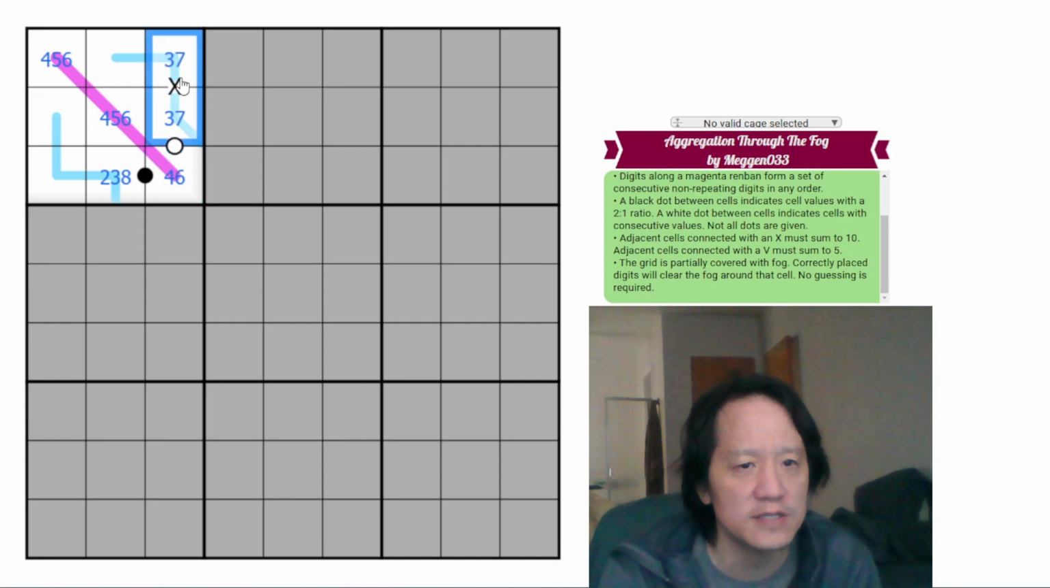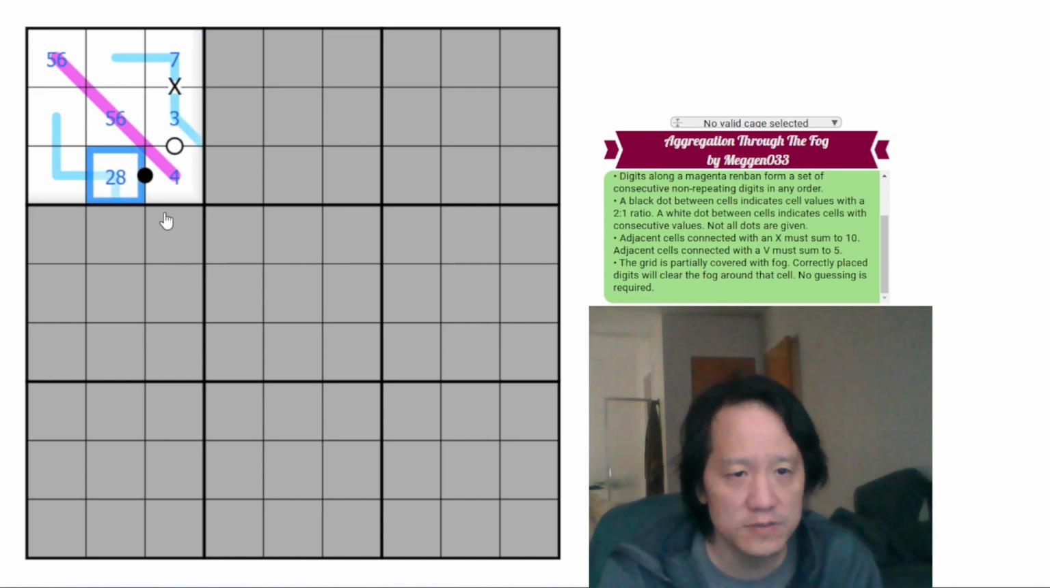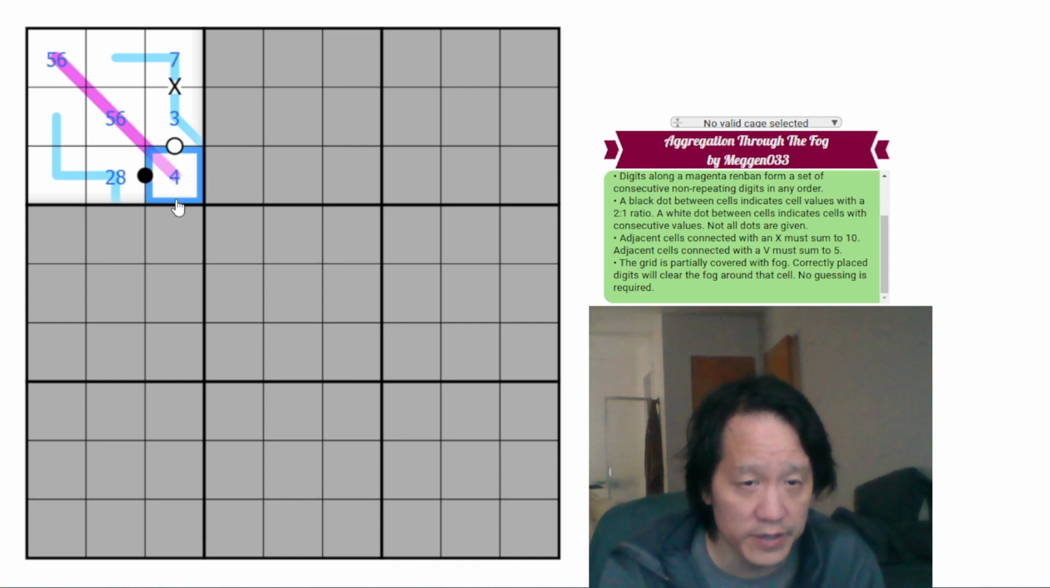If it's 6, it's 7 and 3, right? If this is 6, this is 7 and 3, but then the 6 has to be with a 3. So this 6 does not work. Therefore, we have 4, 5, and 6, which makes 3 and 7 so far. That works. And this can go with either 2 or 8.